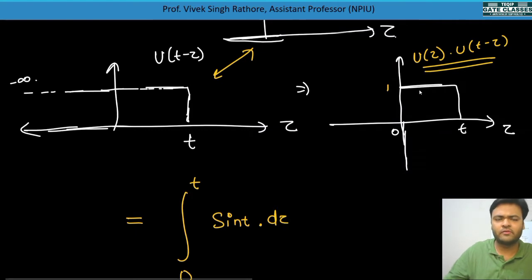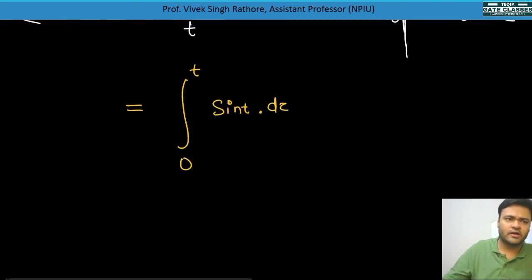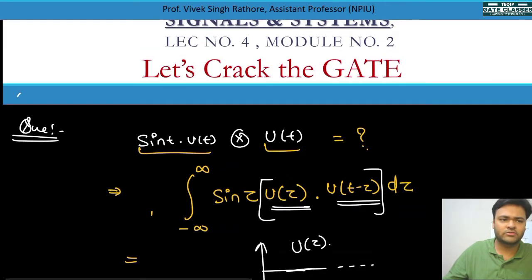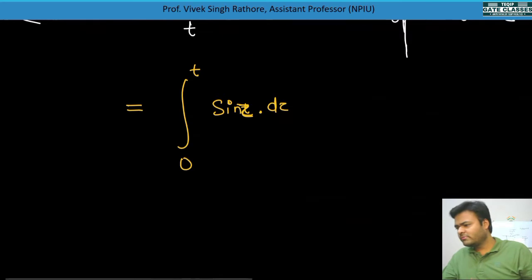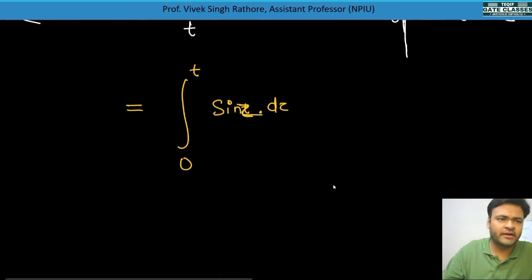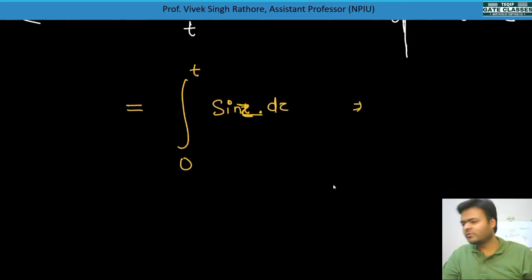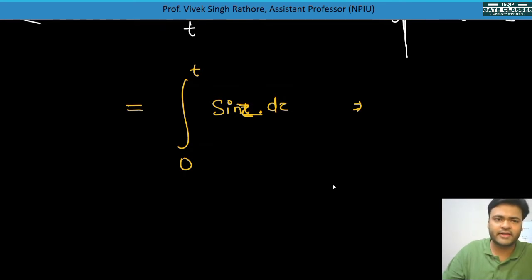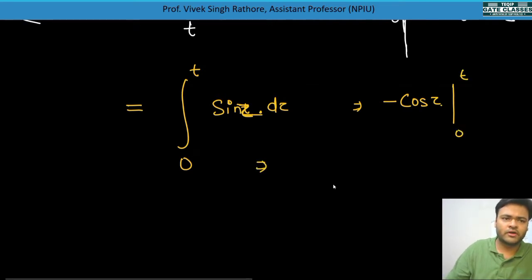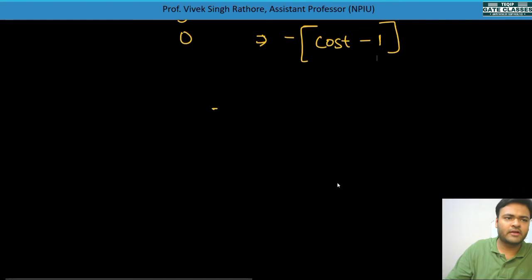So sin t into sin tau, sorry, I think sin tau into d tau, because sin tau was there. Okay, sin tau will be there. And for the integration of sin tau, you must know that when you integrate sin, it comes minus cos of tau, and you take the limits 0 to t. So you can do minus of cos t minus cos 0, which is 1. So you can write here 1 minus cos t.